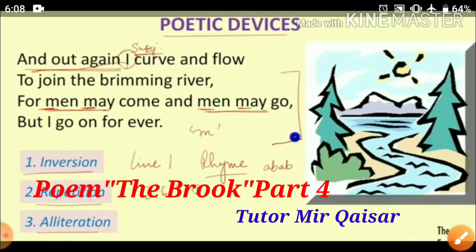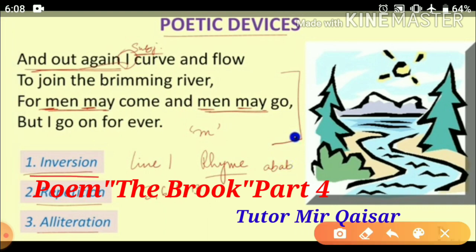Now let's see the poetic devices used in the last stanza. The first poetic device here is inversion. Inversion means when the subject comes after the object in order to lay emphasis, in order to lay stress on the subject. Here you can see, "and out again I grow and flow." I here is the subject, which is the brook. The poet could have written it as "I grow and flow and out again", but it says "and out again, I grow and flow." This is called inversion, when the subject comes after the object.